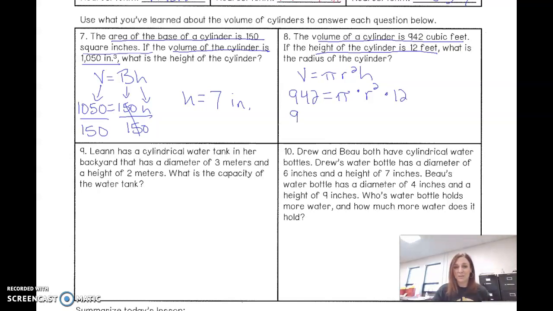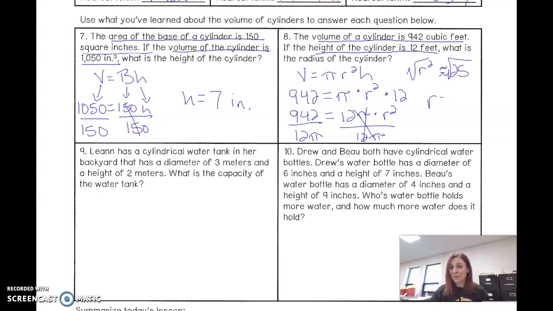Well, I'm just going to kind of switch things around here. 942 equals, and I'm just going to switch these two around, actually change the order, 12 pi times r squared. Divide both sides by 12 pi. And we're left with r squared equals 942 divided by 12 pi. And that's approximately equal to 25. So we know how to solve this problem. If it's r squared, we undo squaring with square root, and we get the radius is equal to 5 feet. Okay?